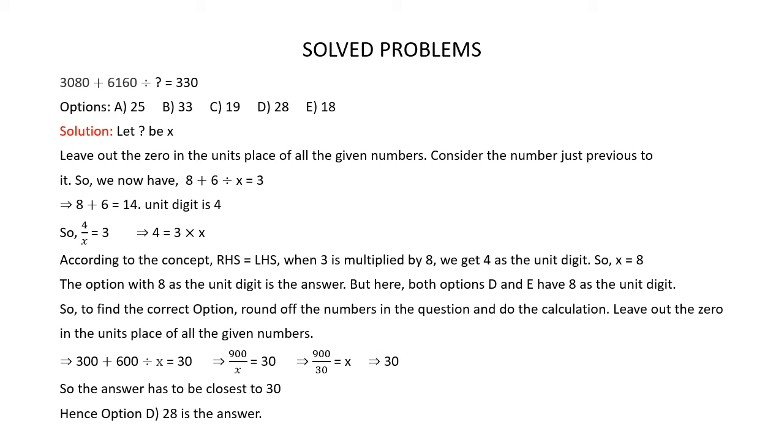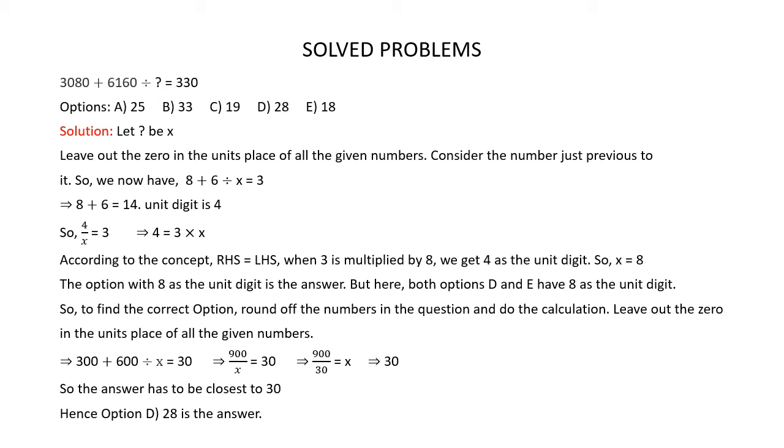When you look at all these options, you'll see that option D and option E have 8 as the unit digit. So to find the correct option, we'll use the approximation method. Round off the numbers in the question and do the calculation. Leave out the 0 in the units place of all the given numbers. Then you are left with 308 plus 616 divided by question mark is equal to 33.